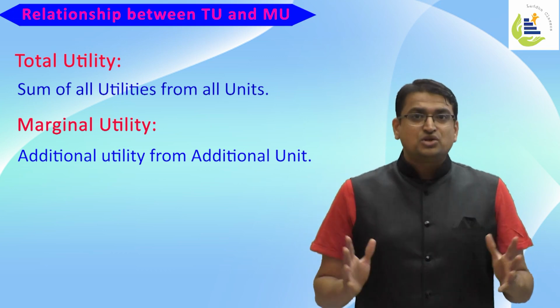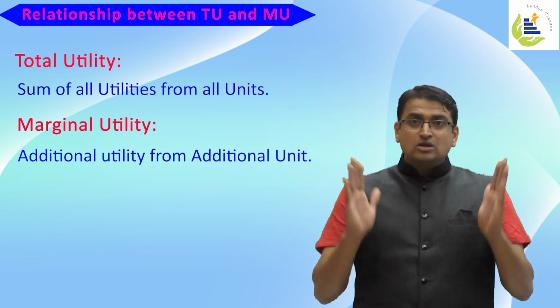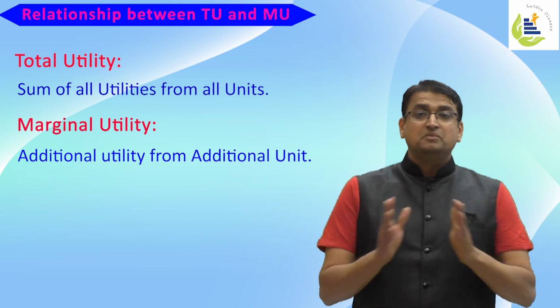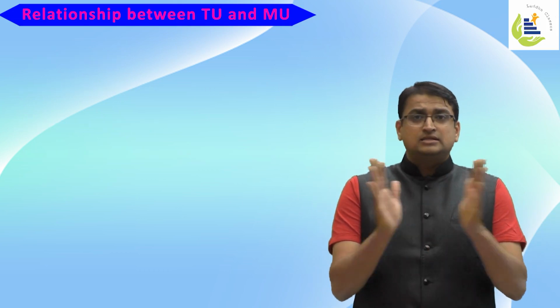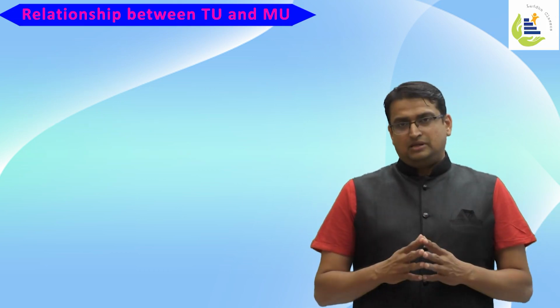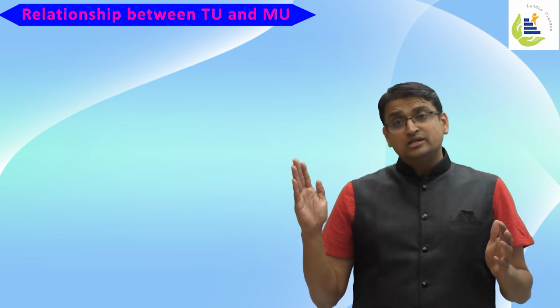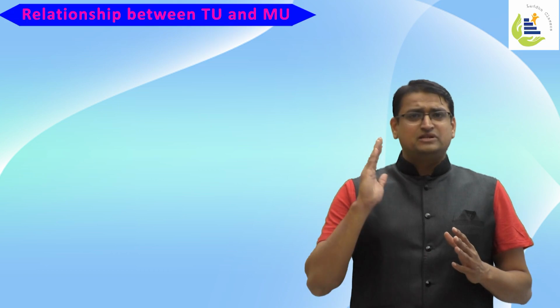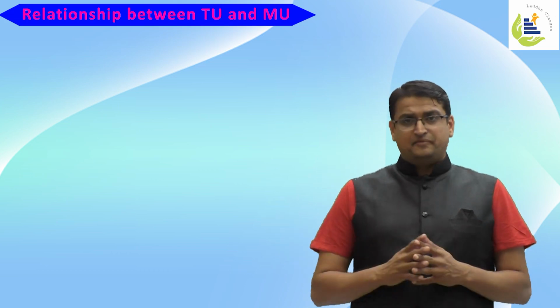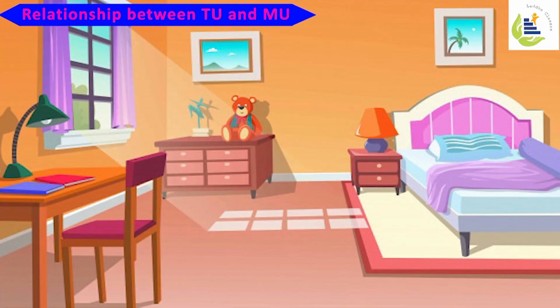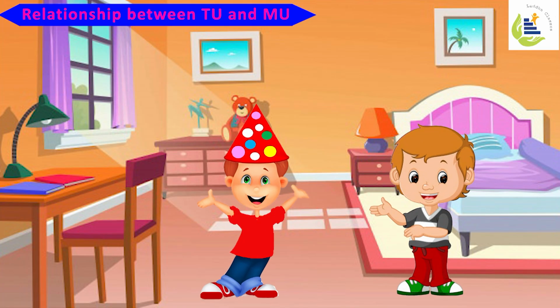Now, let's try and understand this whole concept of total utility, marginal utility and their relationship with the help of a very nice example. In this example, I'll try to explain the relationship between total utility and marginal utility with the help of a table or a chart and a graph. So let's try and understand this example. I have a friend of mine who has his birthday, called Sumit.